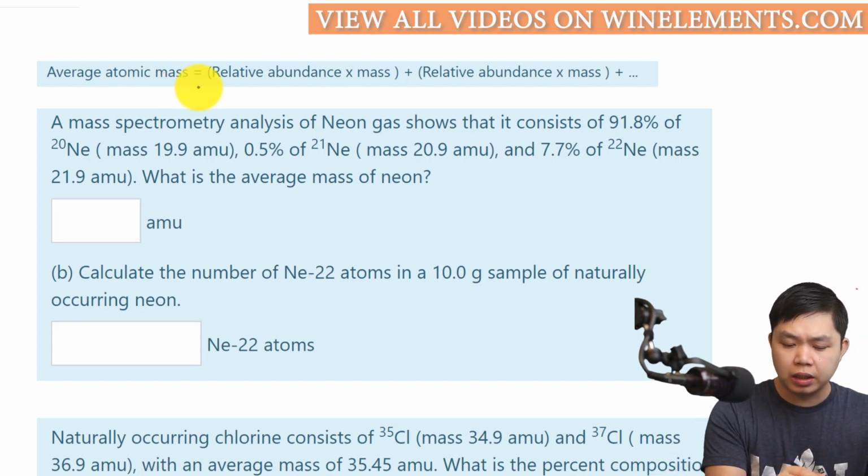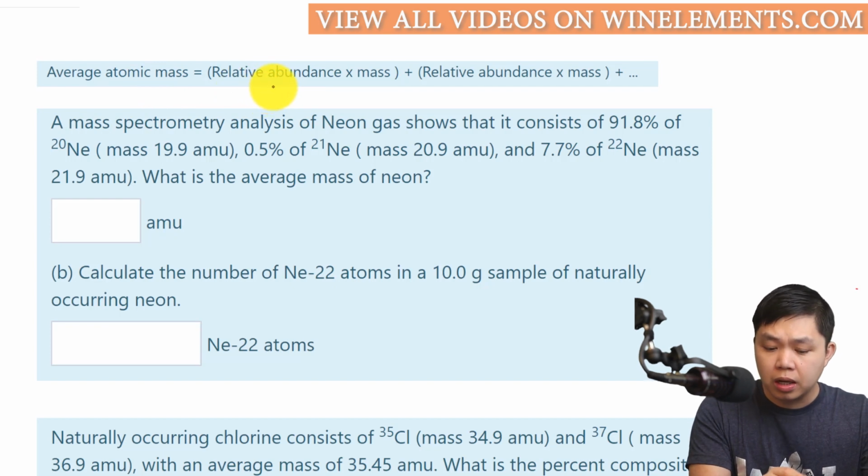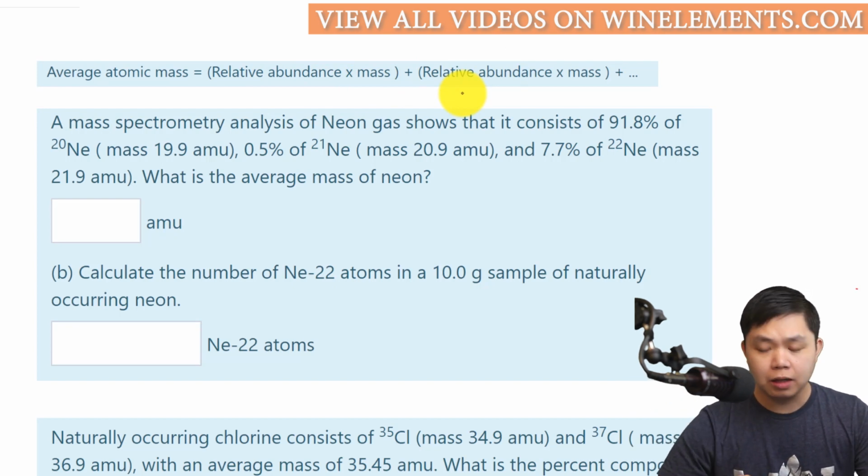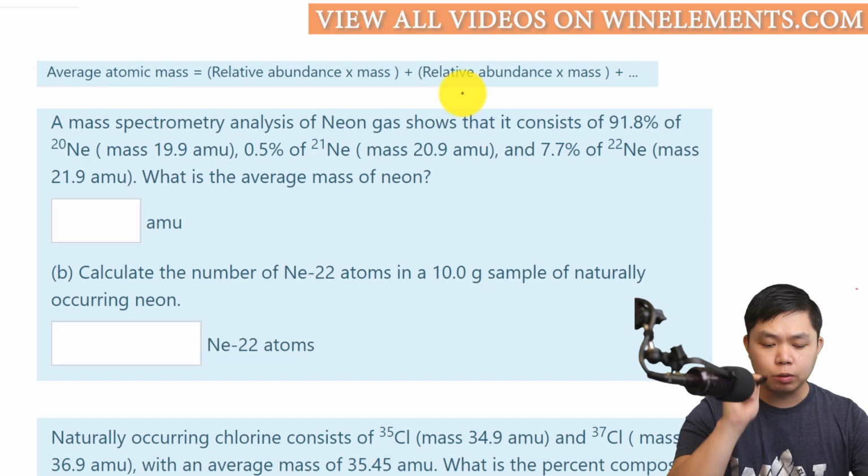Average atomic mass is equal to the relative abundance of an isotope times its mass, and we continue to add the rest of the other isotopes until we are done with it. So let's go and do this one problem.